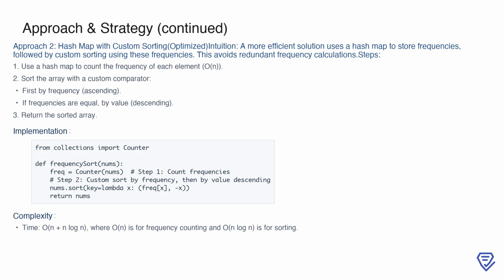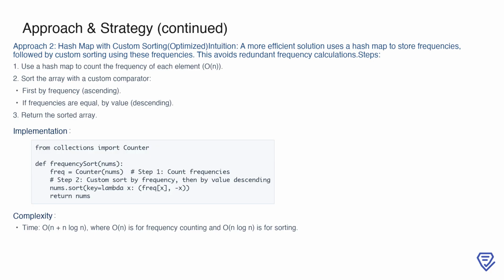A more efficient approach involves using a hash map combined with custom sorting. This method avoids redundant frequency calculations and significantly improves performance. First, a hash map is used to count the frequency of each element in the array. This operation takes linear time, O(n). Next, we sort the array using a custom sort function that prioritizes two conditions: sorting by frequency in ascending order, and for elements with the same frequency, sorting by value in descending order.